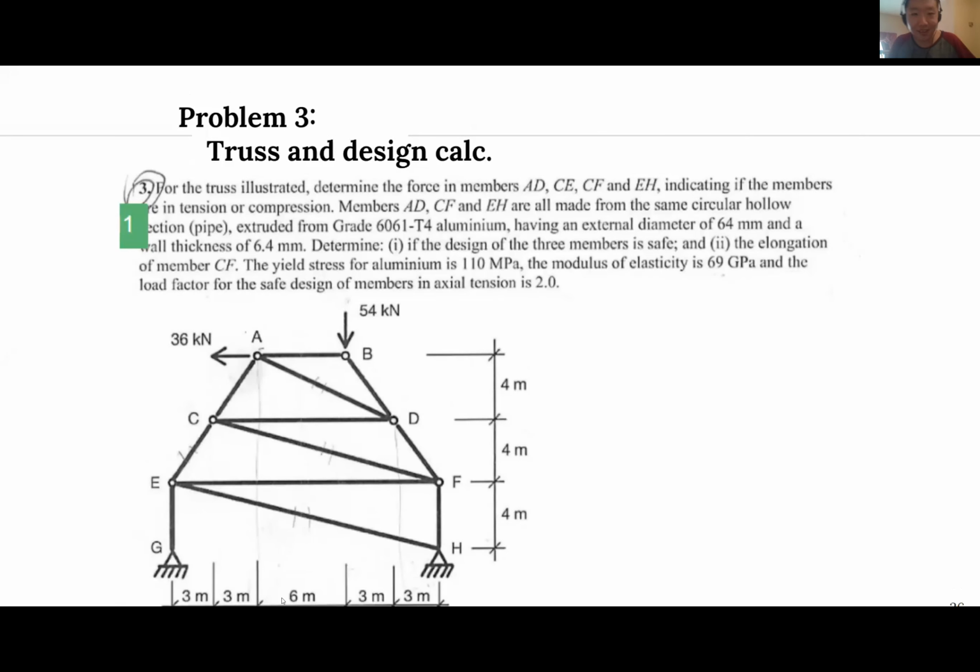With the truss illustrated below, determine the force in members AD, CE, CF, and EH. Indicate if the members are in tension or in compression. Secondly, with members AD, CF, and EH, knowing that they're all made from the same circular cross-section of 64 millimeters external diameter and a wall thickness of 6.4 millimeters, firstly, determine if those three members are safe, and also secondly, determine the elongation of member CF. Oh, you guys don't need to know about beam design? Okay, I'll just go straight into solving the truss itself then.